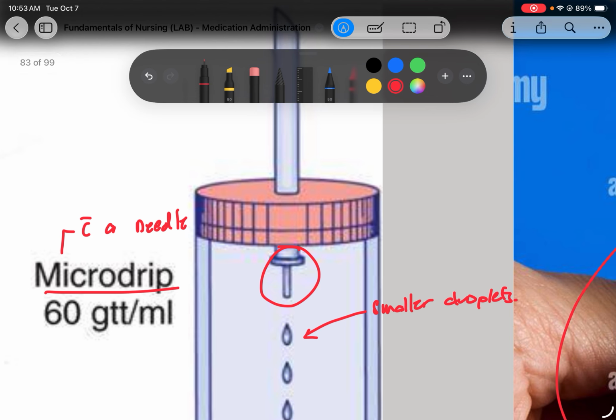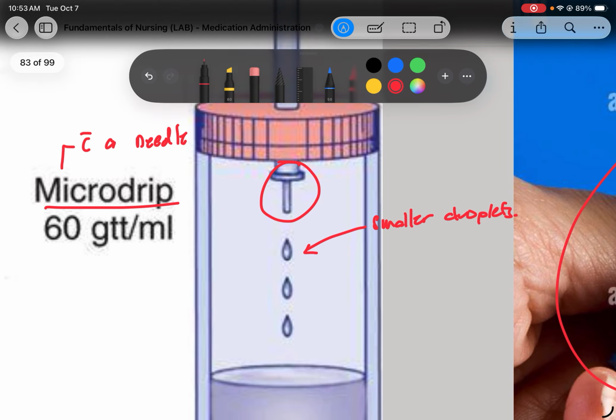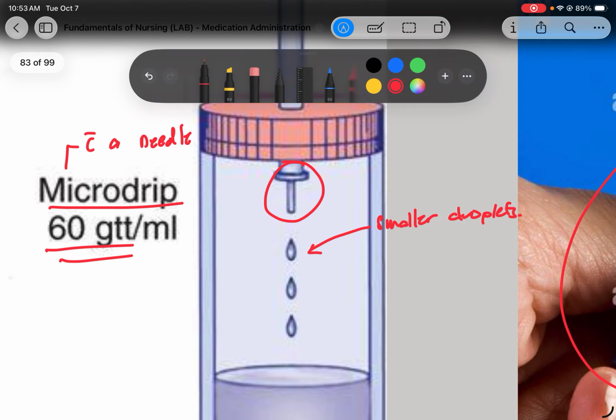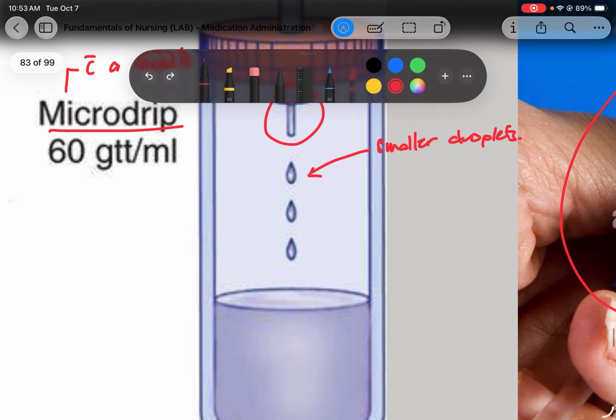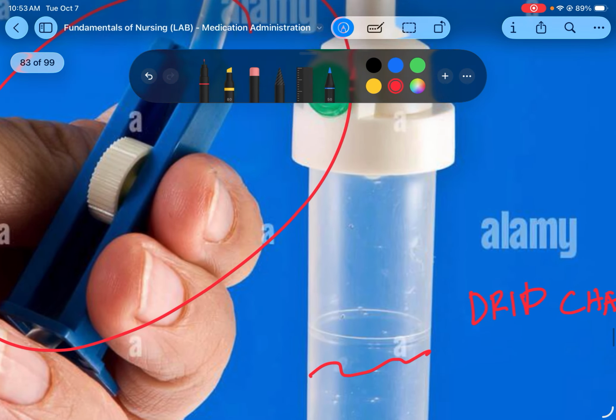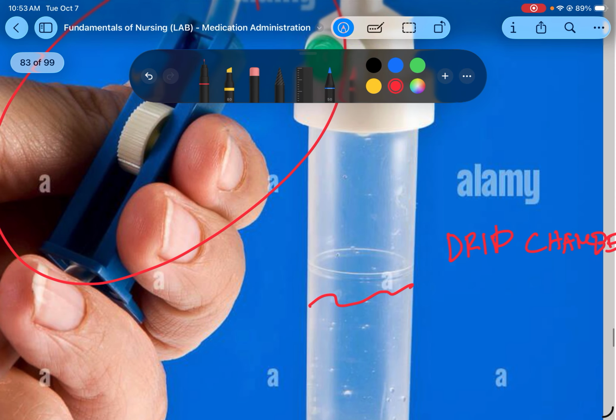Now, usually, class, we use micro drip if the patient cannot tolerate large movements of fluid. For example, if they are a newborn, or if they are a child, or if they have very fragile veins, like an elderly patient. So, typically, in order for us to reach 1 ml in a micro drip, we need to drop 60 drops per ml. That is our drop factor for micro drip. So, smaller droplets.